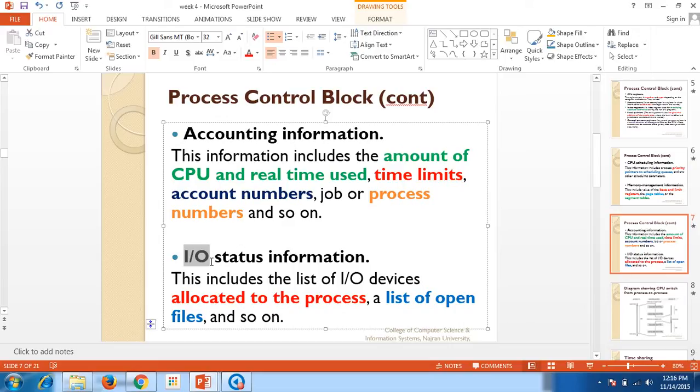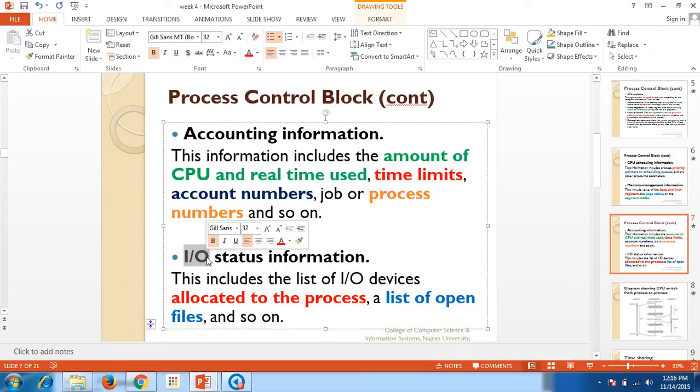Then the last one, we have IO status information. So IO, input and output devices. It includes the list of IO devices allocated to the process. So how many devices are allocated to a process? Suppose we currently have 3 processes in our system, P1, P2 and P3. Which devices are allocated to P1, which devices are allocated to P2 and P3, and so on, and the list of open files, which are the files which are open, and so on.